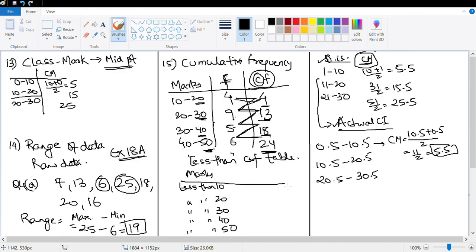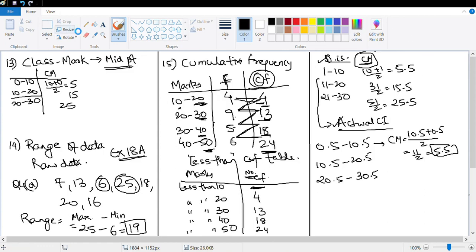So if this is given and a number is given here, then what we are looking at is cumulative frequency. Less than 10 is not given, so less than 20 is not given as per this. This is 4, this is 13, this is 18, this is 24. Less than 10 not given. What we know is 24 students scored less than 50. Less than 10 not given from this data point.